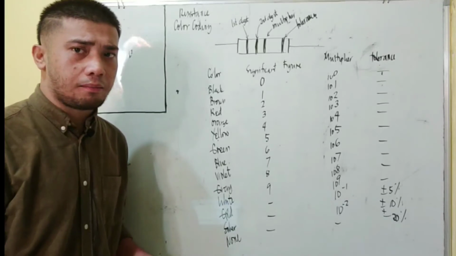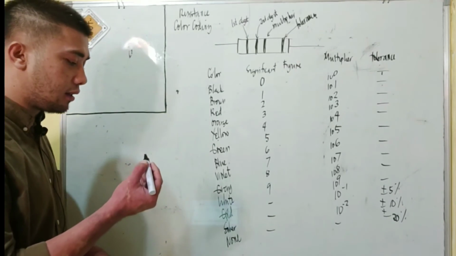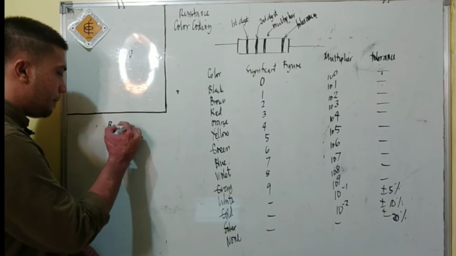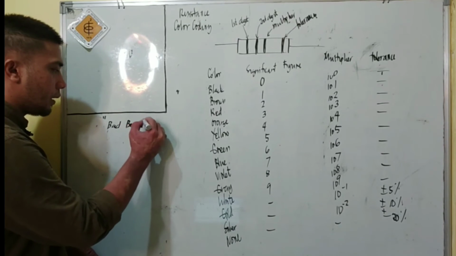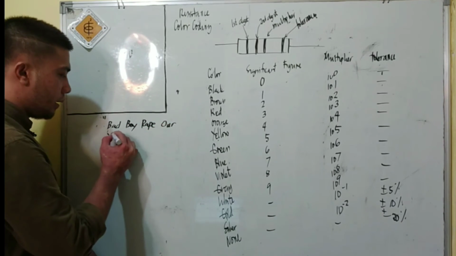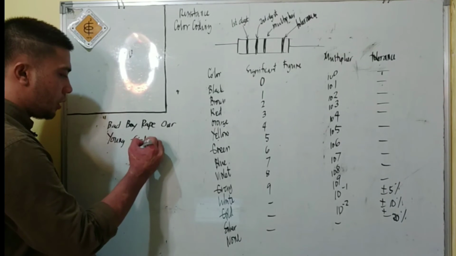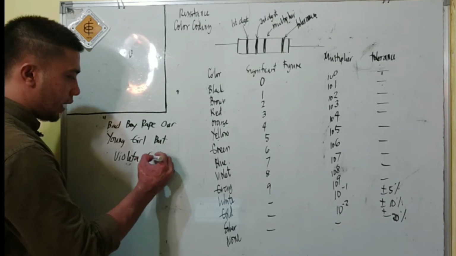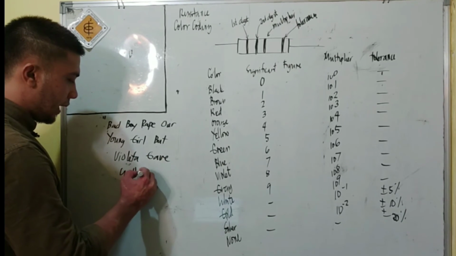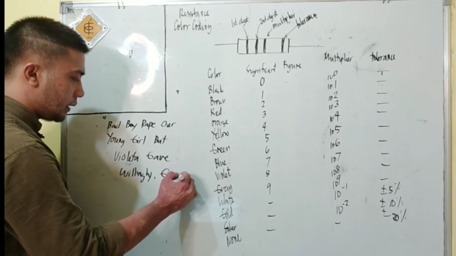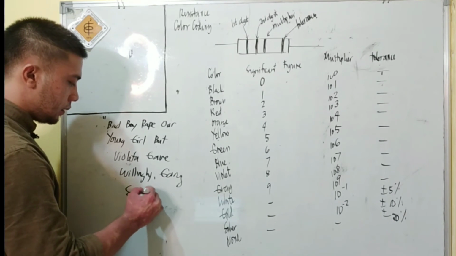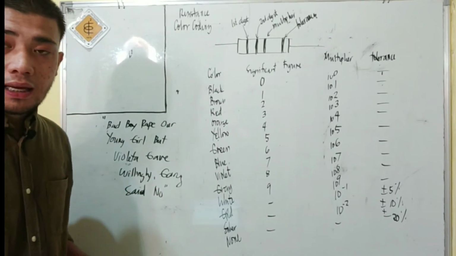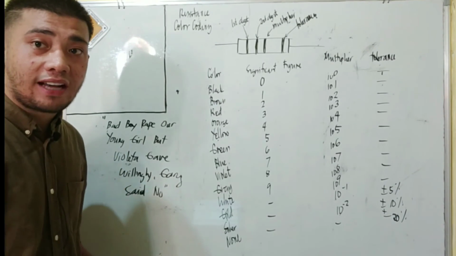Instead of memorizing it by colors, I'm going to give you a mnemonic so it will become easier. It has a mnemonic of "Bad boy, rape, R, young girl, but Violetta gave willingly. Gardy said no." Every initial of each word signifies its color.